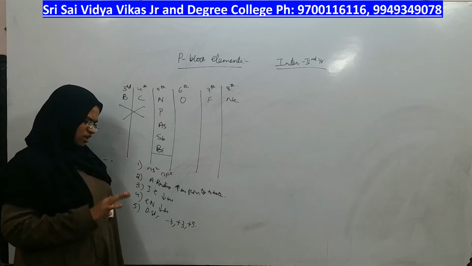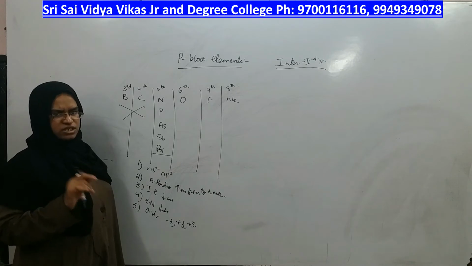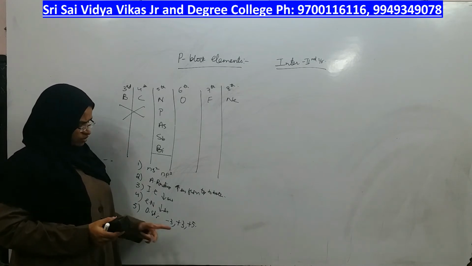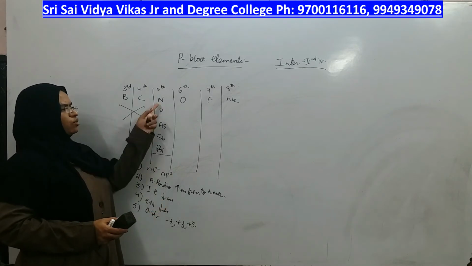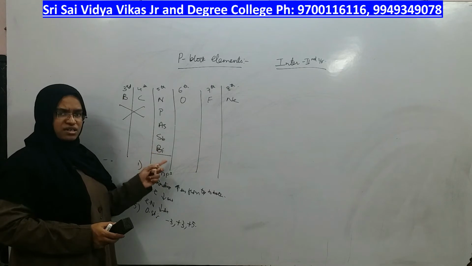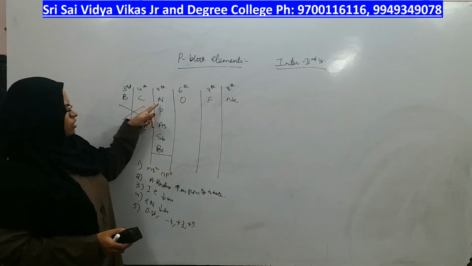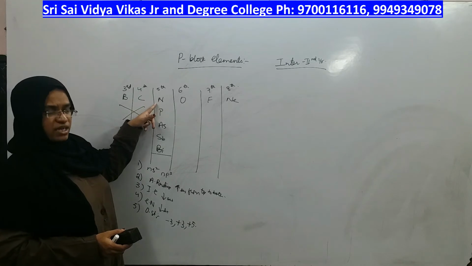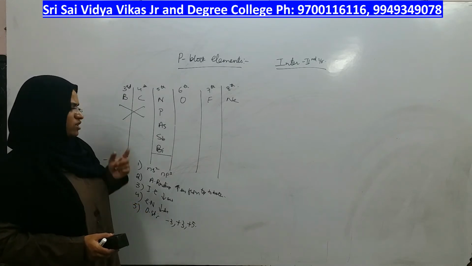In these three also, for which one are the chances of an oxidation state more, and for which are they less? When you say -3 oxidation state, it can be possible only for nitrogen. If you go down, getting -3 oxidation state becomes difficult, and only nitrogen can show that. Why? Because -3 means gaining 3 electrons.